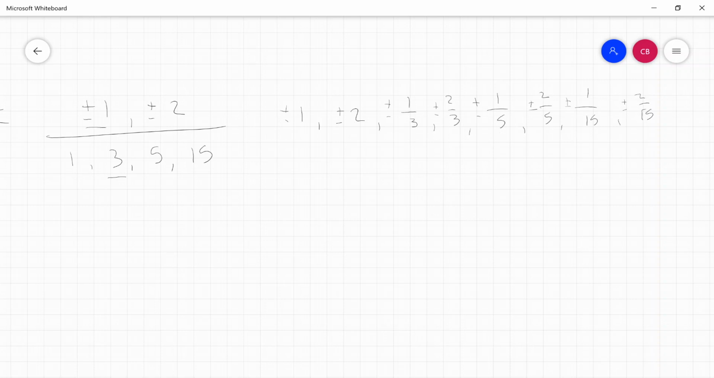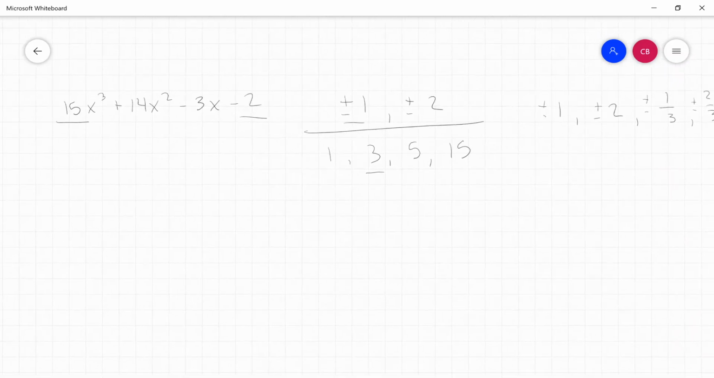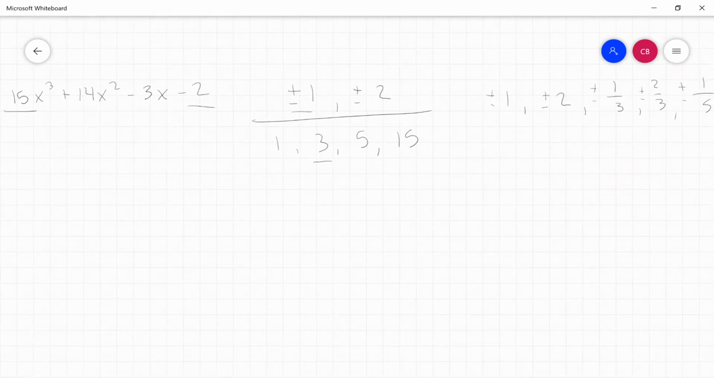And you can test them by synthetic division, so that's what we'll try first. Let's try 1. What I'm going to do is test each one. I'm going to take 1, positive, and we're going to do 15, 14, -3, and -2. Okay, it gets better once you get rid of one of them. So we go 15, 1 times 15 is 15. That's 29. That's way too big. So 1 is not going to work, but let's do -1 instead.